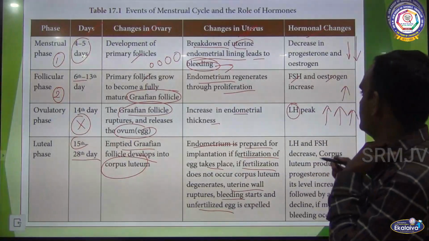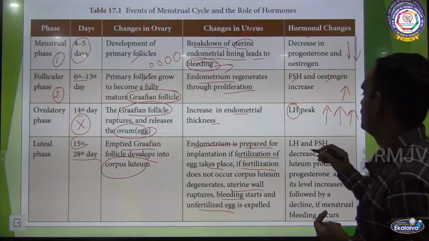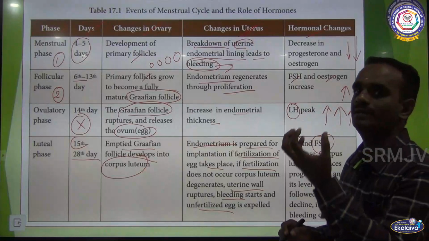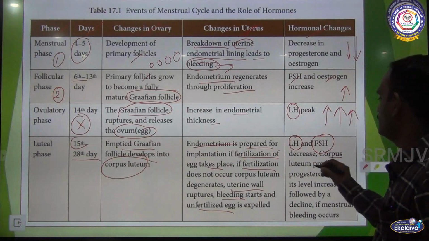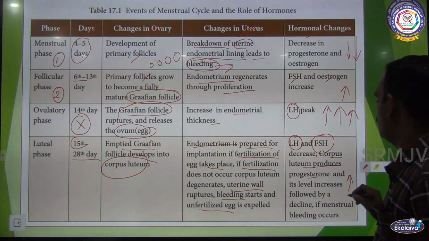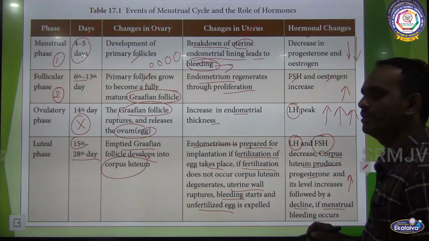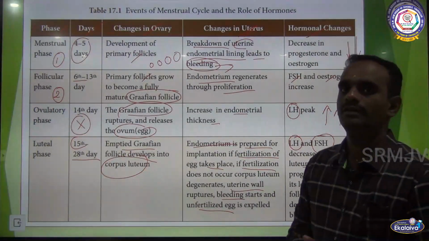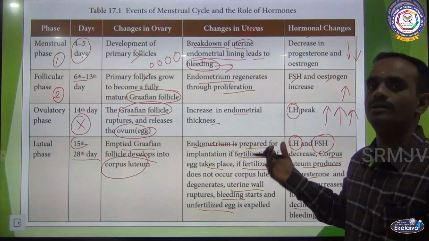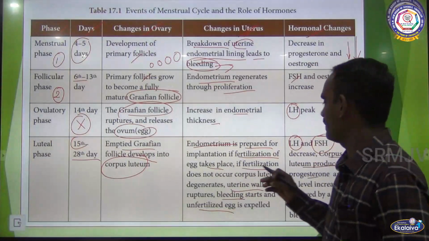So what changes take place in the hormones? LH, luteinizing hormone, and follicle stimulating hormone decrease. The corpus luteum produces progesterone and its level increases, followed by a decline if menstrual bleeding occurs. Okay, these are all the events of the menstrual cycle and the role of hormones in the female body.